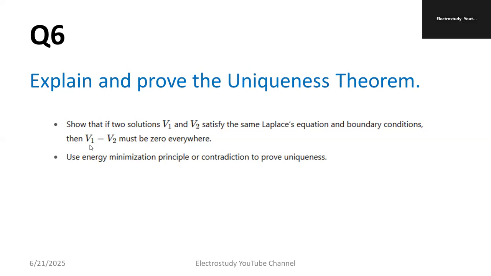Hence, if you calculate V1 minus V2 and that is equal to 0, then 80% of the job is done. Use the energy minimization principle or contradiction to prove the uniqueness. Based upon the boundary condition, you can prove that ultimately V1 minus V2 tends to 0. You have to prove it, right? So it may ask for 8 marks questions.